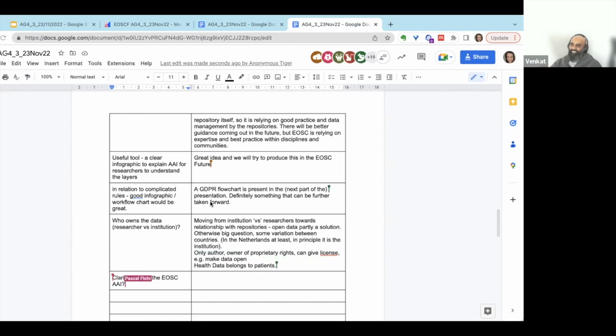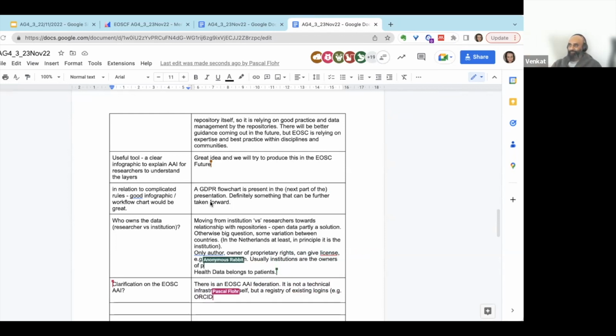So yes, there is an EOSC AAI federation, and again, I'm not a technical person, and this is my understanding. The AAI isn't actually a technical infrastructure in and of itself. It's actually a registry of logins, basically, from whatever service provider or ORCID, all these things. And so that registry is what is checked when you do the login. And if you're not on that list, then you won't be able to take part in the club.